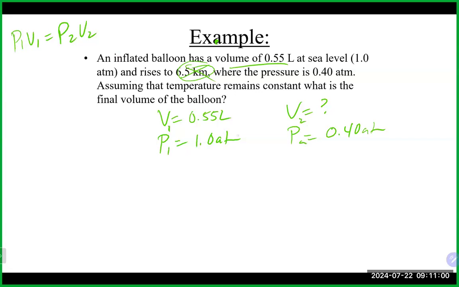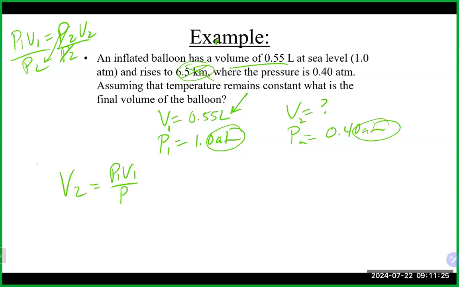Once again, we do want to check units. We do have atmospheres on both of those, so we're good to go in terms of that. It just means when we solve for volume, we will be in units of liters, which is okay. So we're going to solve for V2. That means we're going to send P2 to the other side, where it ends up in the opposite location. That gives us V2 equals P1 V1 over P2.